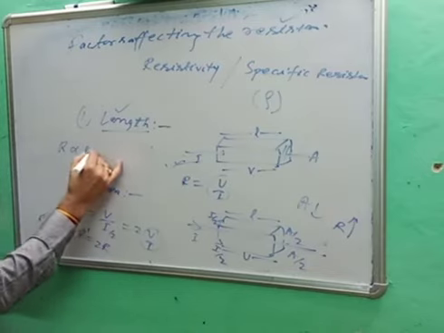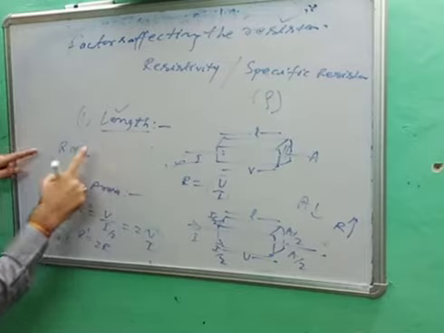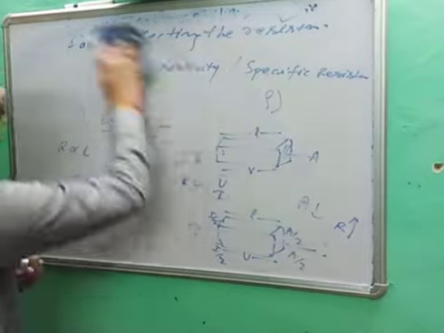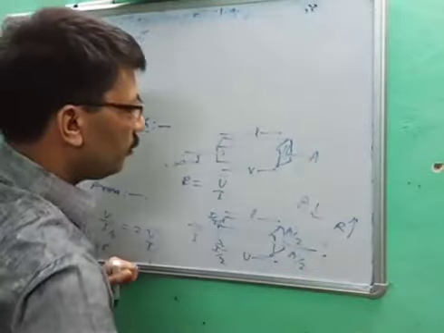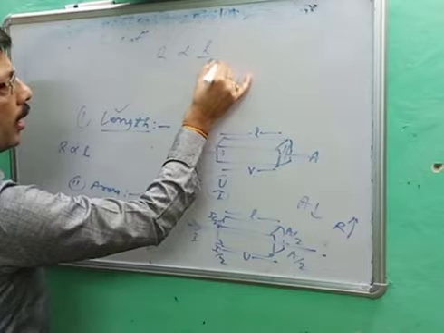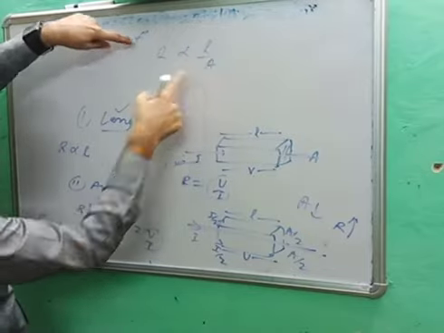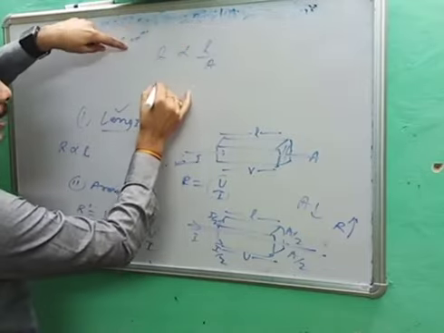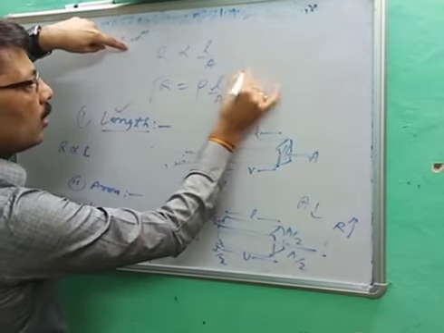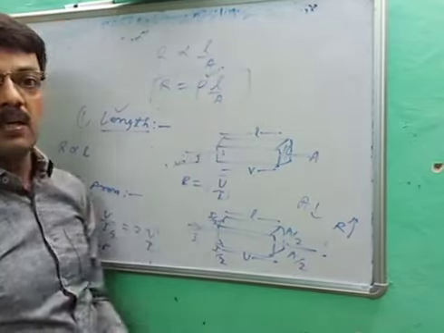So the first factor was R is proportional to L. Second is R inversely proportional to A. If we combine them, then we get R is proportional to L upon A. L is proportional, A is inversely proportional. Removing the proportional sign, R is equal to rho L upon A, where rho is called specific resistance.